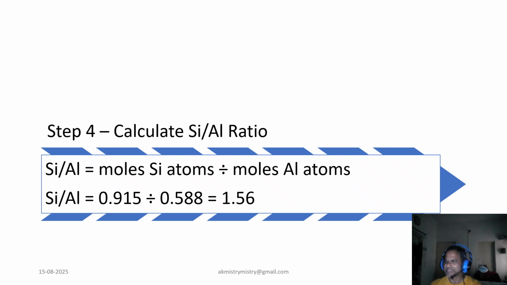Now calculate the silica alumina molar ratio by dividing the moles of silicon by the moles of aluminum atoms. Here 0.915 divided by 0.588 gives approximately 1.56, our silica by alumina ratio.